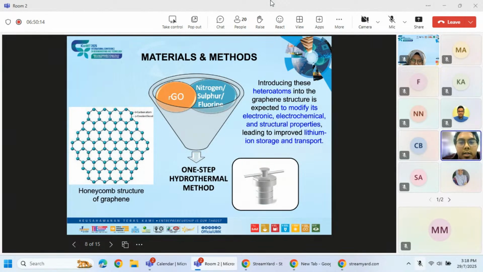Next, this slide shows the material and method used in our study. Graphene has a honeycomb structure made of carbon atoms, giving it excellent electrical and mechanical properties. We use graphene oxide and introduce heteroatoms like nitrogen, sulfur, and fluorine through one-step hydrothermal method. These atoms modify the structure and improve electronic, electrochemical, and lithium-ion storage property, making the material more effective for energy application.